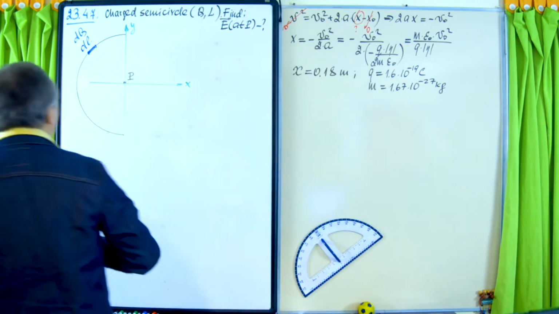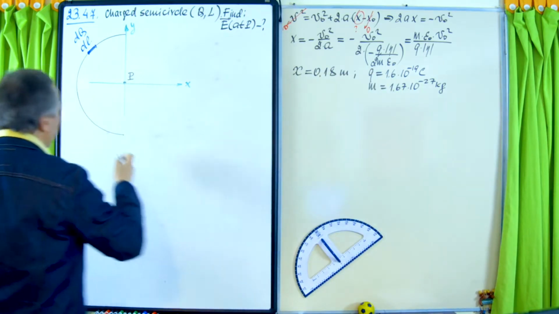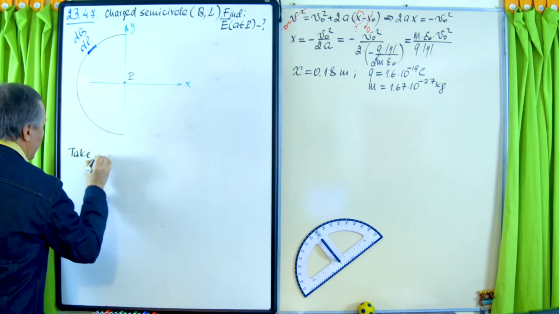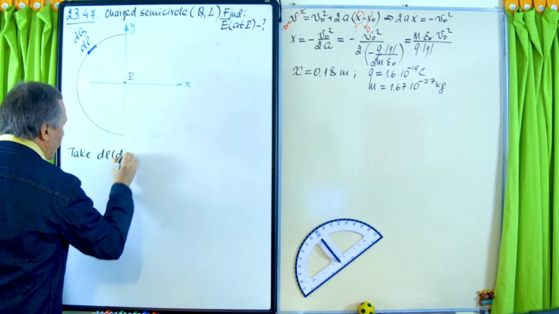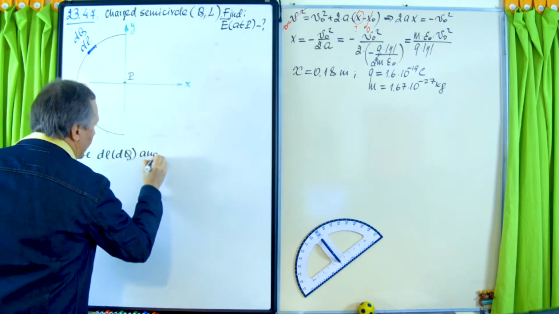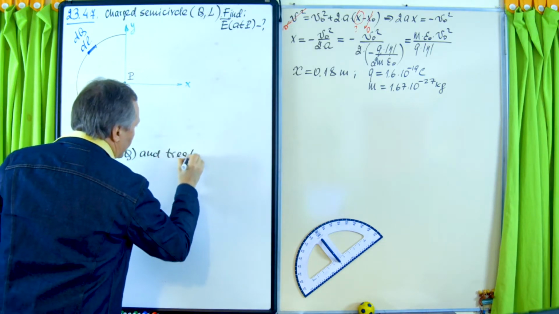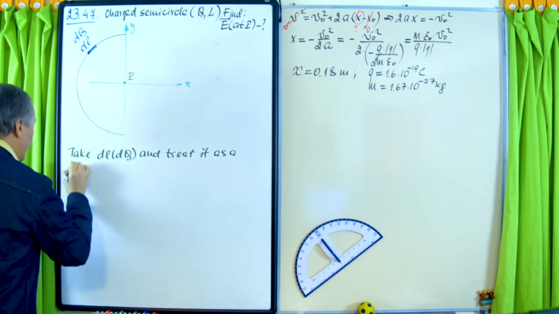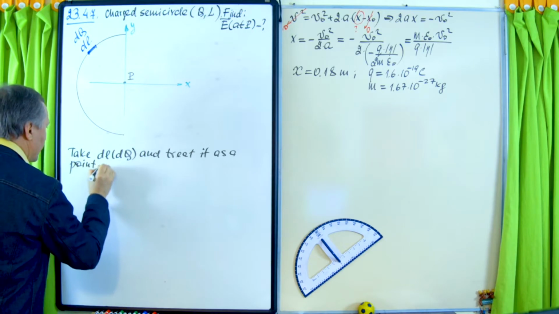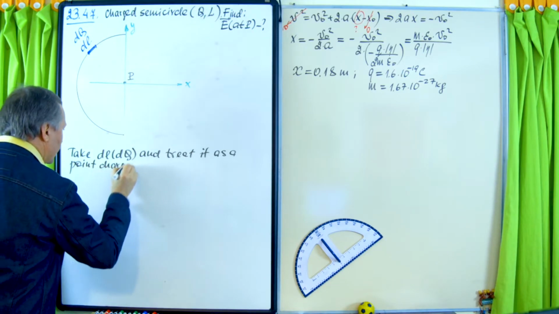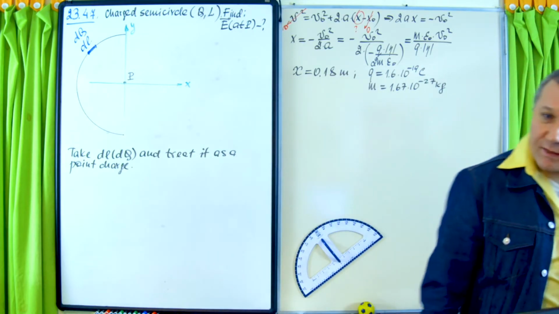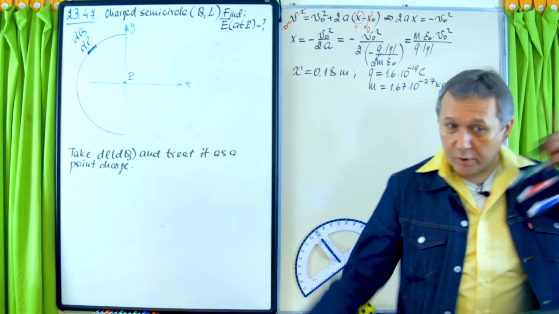Okay, so now maybe I will write again these words. Take dl with the amount of charge dq and treat it as a point object, point charge. Okay, so that's the beginning all the time, and I've done exactly the same in the lecture.